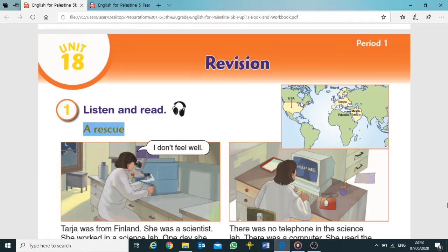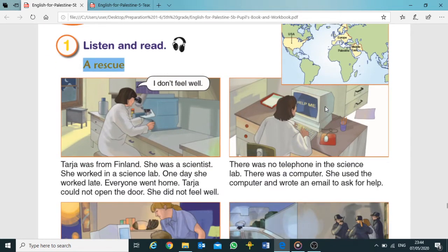And we have some countries here in the map. Here we have Finland, it's in Europe. We have Palestine, which is our country, in the Middle East in Asia. And here we have USA, اللي هي الولايات المتحدة الأمريكية, America, in America. Okay, so we have three different countries here in three different continents, في ثلاث قارات مختلفات. Now, let's see our story, activity number 1, listen and read.